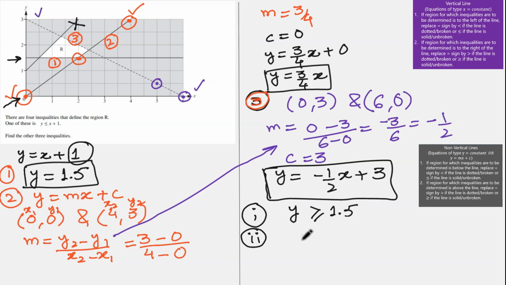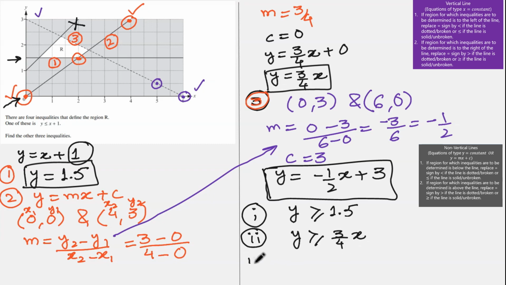Second inequality: if you look at line number 2, this is y equals 3 by 4x, this solid line. Your region R again lies above the line. This whole part lies above the line, and this is below the line. So you need to look where your R is. Your R is above this line. So again, y, and this line is unbroken or solid, so y is greater than or equal to 3 by 4x.